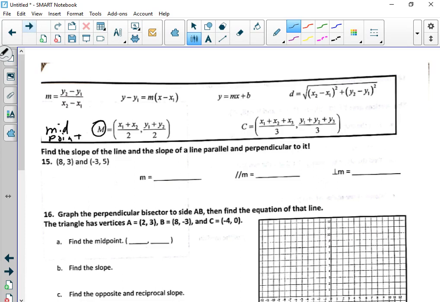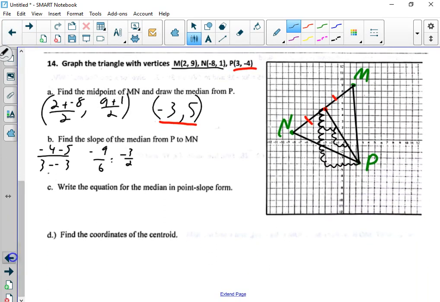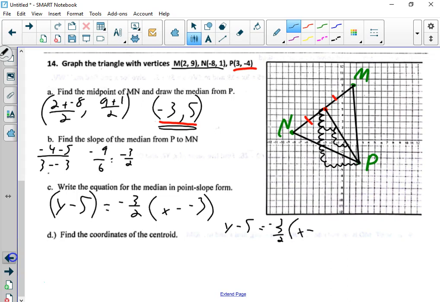Well, back on this page, here's point slope form right here. So all we're going to do is write y minus, okay, and we can use either point, P or the median, the midpoint. I'm going to use this one right here. So y minus 5 equals my slope, negative 3 halves, x minus negative 3. And then I'm just going to clean that up and say y minus 5 equals negative 3 halves x plus 3.